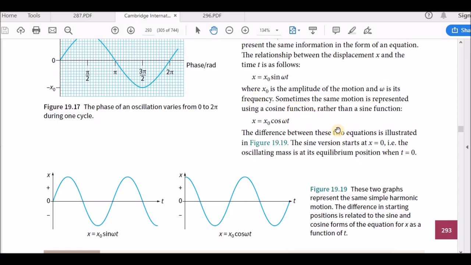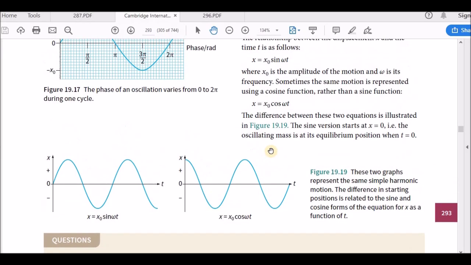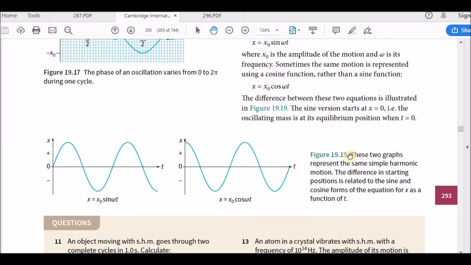We can see the derivations for these graphs also. The difference between these two equations is illustrated in figure 19.19. The sine version starts at x equals 0, that is, the oscillating mass is at its equilibrium position when t equals 0. These two graphs represent the same simple harmonic motion. The difference in starting positions is related to the sine and cosine forms of the equation for x as a function of t.